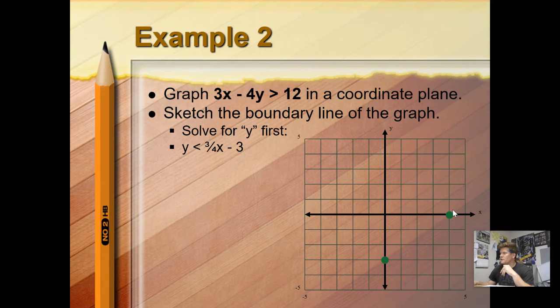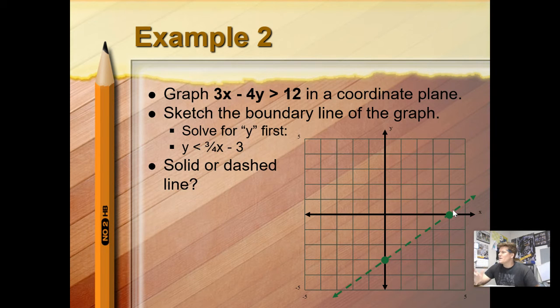Am I solid or am I dotted? Since it's only less than and not less than or equal to, I am a dotted line. Do you see the difference? Do you see what I mean now by dotted line? Dotted, this says dashed, same kind of thing. It's broken up. It's not a complete line. It's not solid.